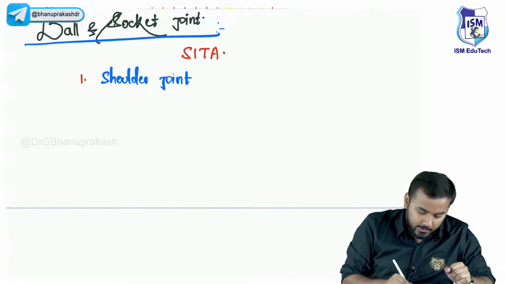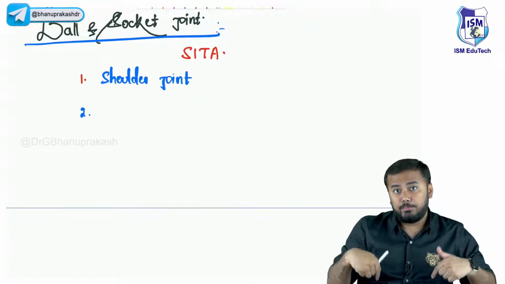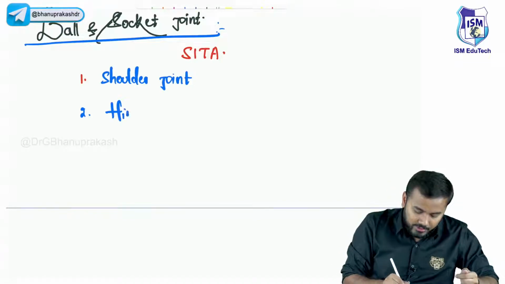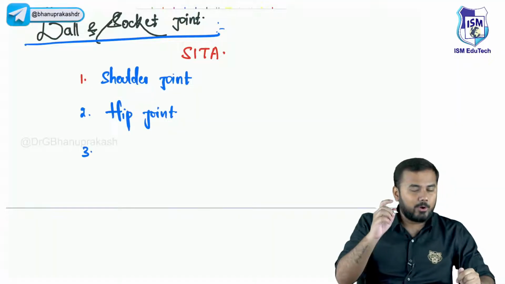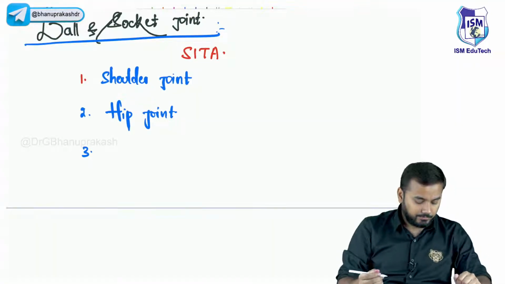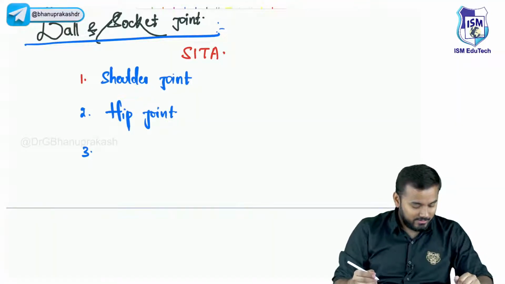Second important joint is the hip joint, right? So obviously the hip joint will also be called a ball and socket joint. Third important joint, now look, it is very interesting.